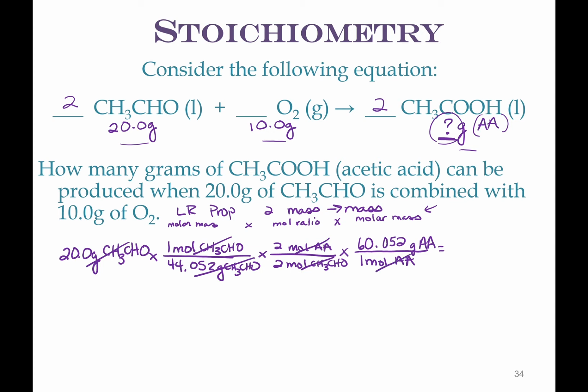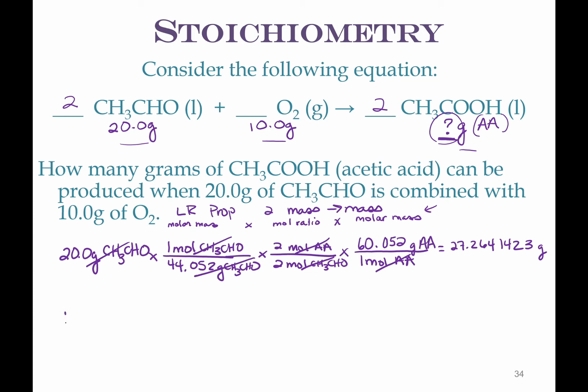So this is our factor label method. We can always go from following the units. When we put this in our calculator, we should get 27.2641423. I don't know what the next number is. It's fine. That's enough. We have 3 sig figs here, so we'll only need 3 in there. So anything above 3 is fine, right?